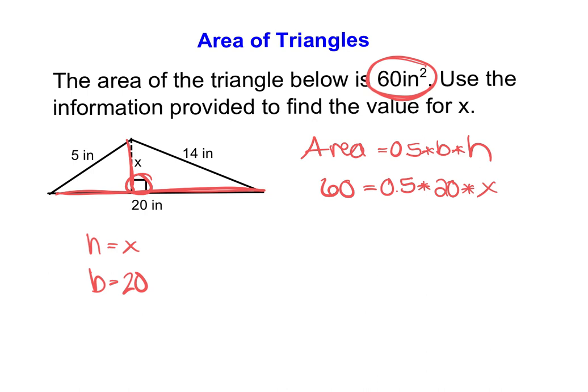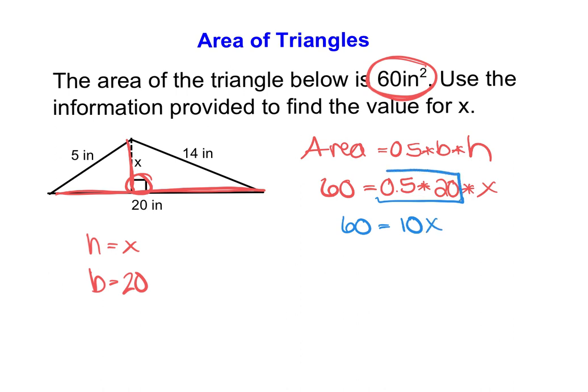Now, while this might seem complicated, it's really not. So here we can see that we have 0.5 times 20. That's just a math calculation. We can actually do that on our calculator. So if we take 0.5 times 20, we can rewrite this equation to be 60 equals 10 times x, which I think makes it a lot easier to look at.